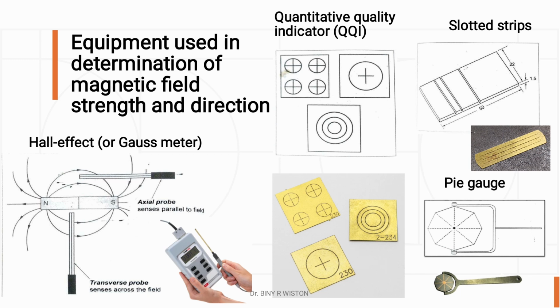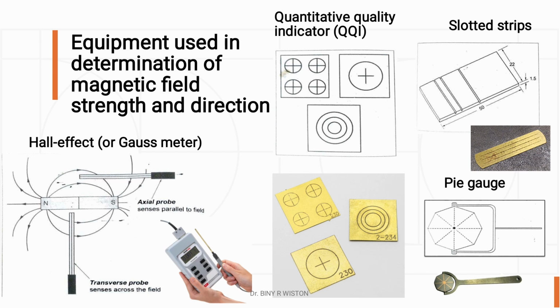Transverse probes have a Hall effect element mounted on a thin flat stem, and they are used to make measurements between two magnetic poles. Axial Hall effect probes have the sensing element mounted such that the magnetic flux in the direction of the long axis of the probe is measured.